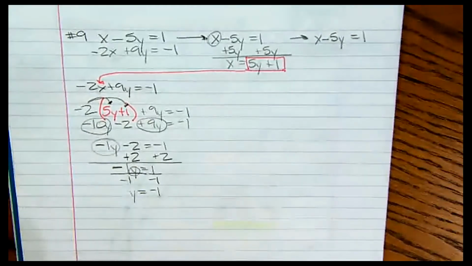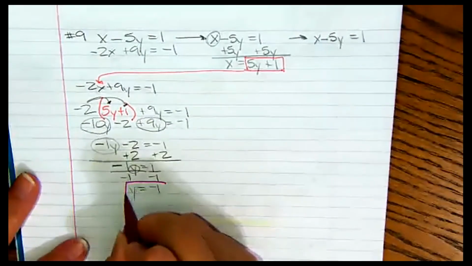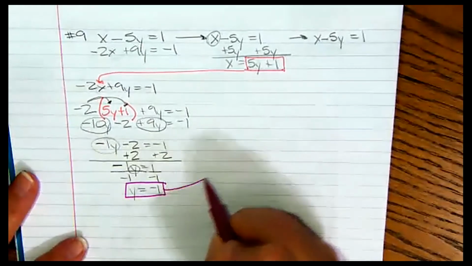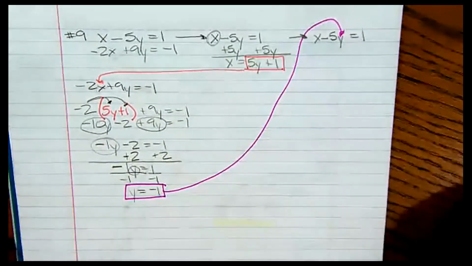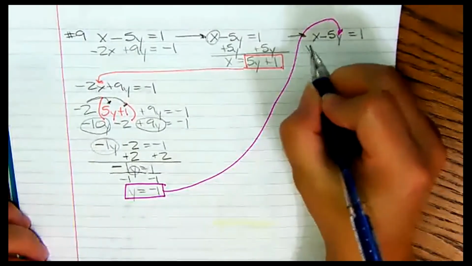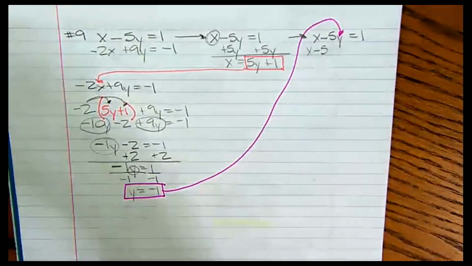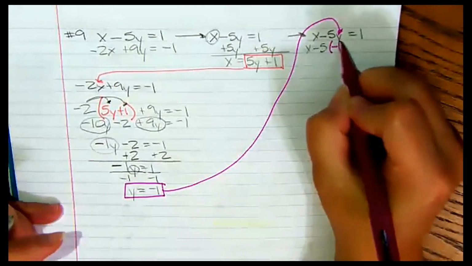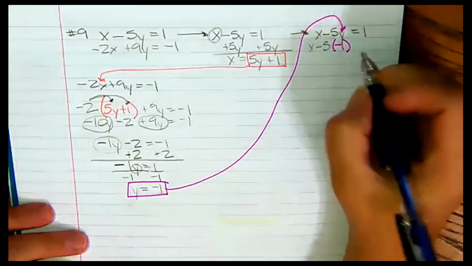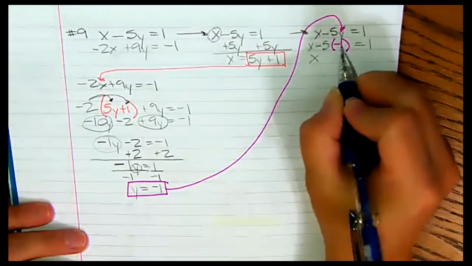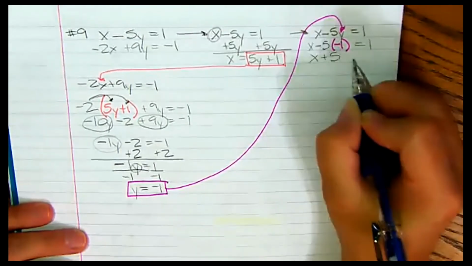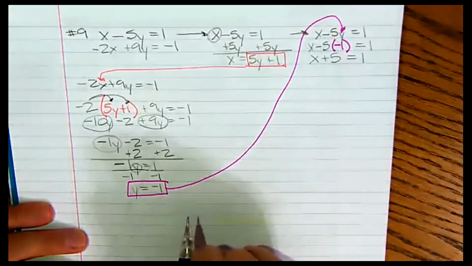Now, I am going to substitute my y into my y right there. So x minus 5 times negative 1 equals 1. Negative 5 times negative 1 is positive 5, so x plus 5 equals 1.